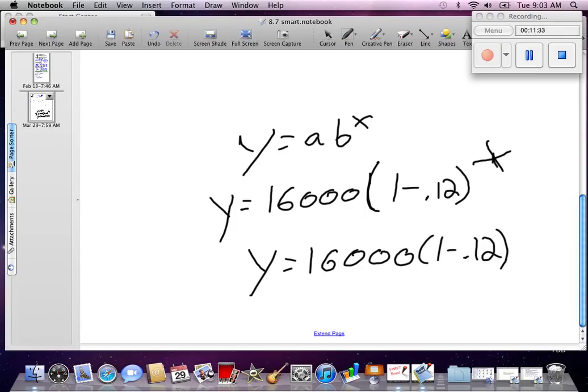8. Okay, so now you should just be able to put this in your calculator. You're going to type 16,000 parentheses 1 minus 0.12. Hit the caret button, which is right under the pi button, to the 8, and you get, after 8 years, your car is worth only $5,754.15.